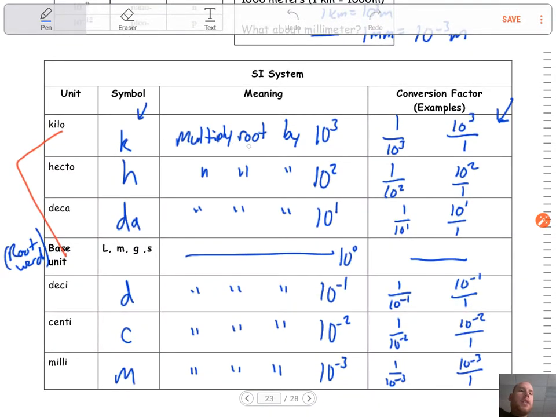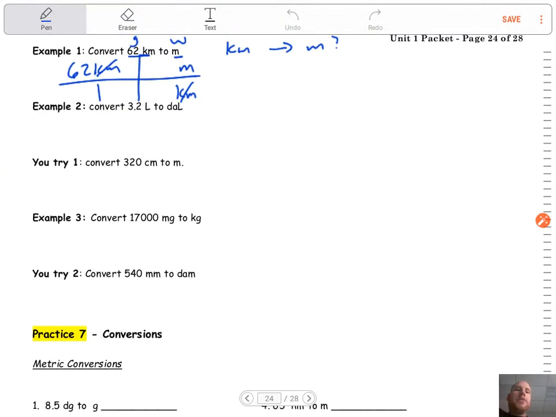kilo means you're multiplying the root by 10 to the third. Okay, so the root is going to get that conversion factor, that number, the 10 to whatever power. My prefix will always get the number 1. And that's a little side note, guys, I'm going to write down here.